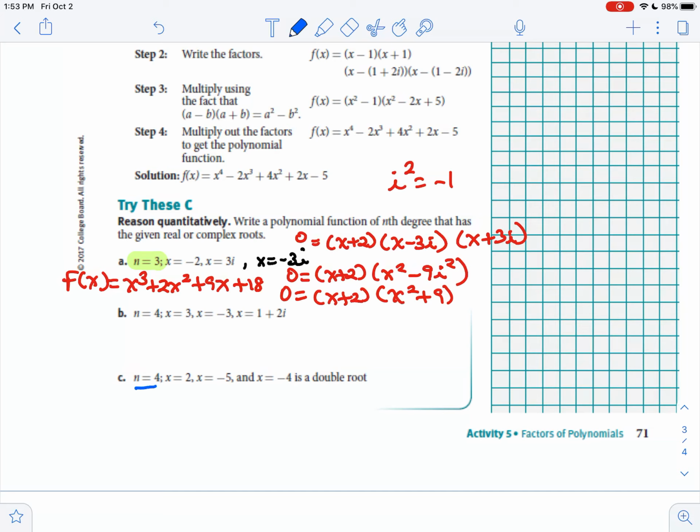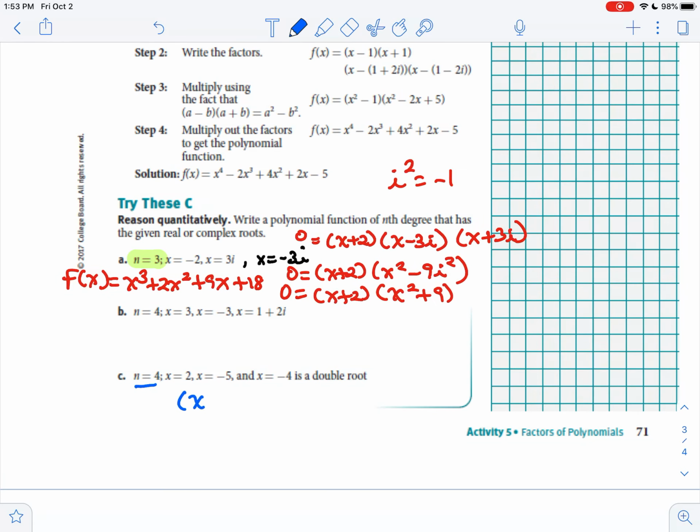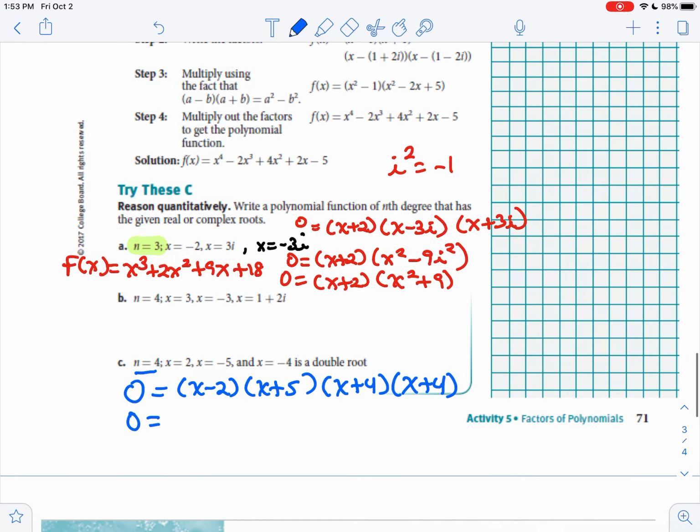So there are 4 zeros. We have 2, -5, and then it says x equals -4 is actually a double root. So when we make the factors, x minus 2 came from x equals 2. X equals -5 came from x plus 5. And x equals -4 came from x plus 4. But since it's a double root, that means there are 2 factors that produced the same root of -4. And so what we're going to do now is we have to multiply all of these out. And so I would say, let's do 2 at a time. And we'll get ourselves into 2 trinomials.